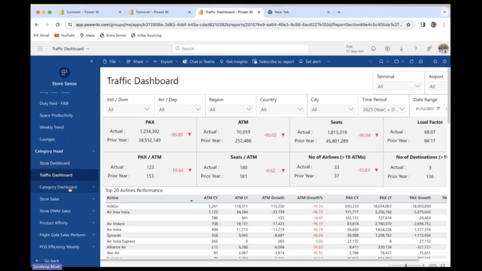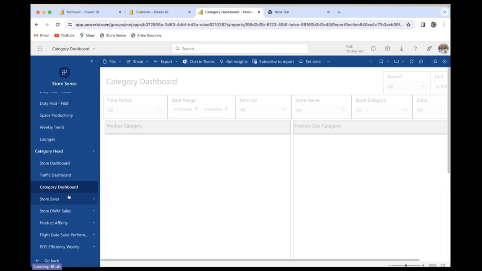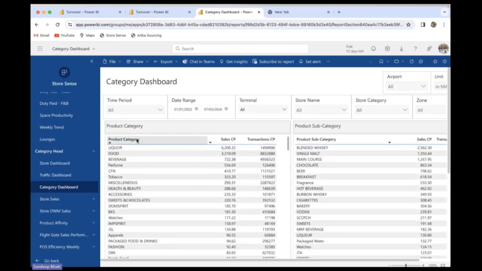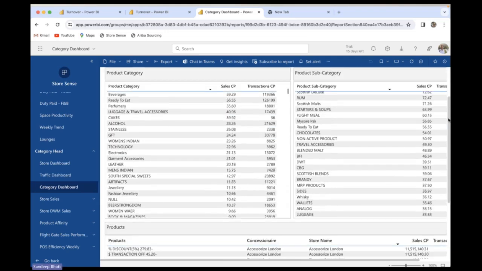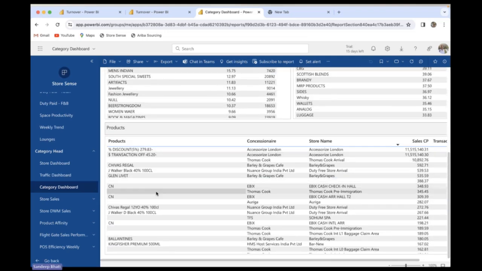In the same way, one can look into the category dashboards and see which category is performing best at your airports. These are the product categories, product subcategories. Then what I have here is the product under, for instance.